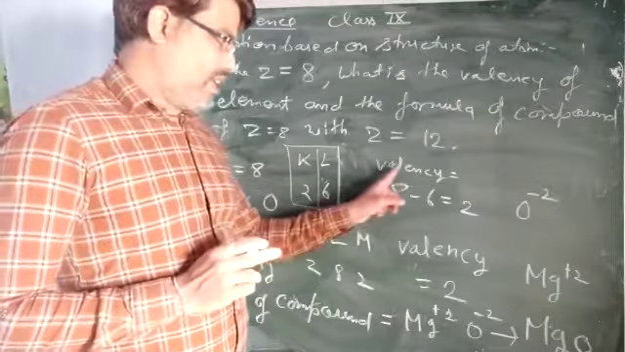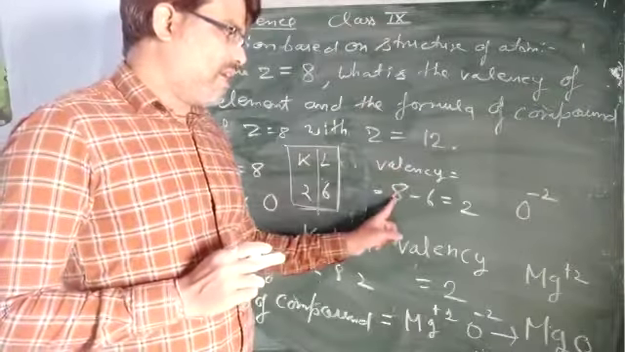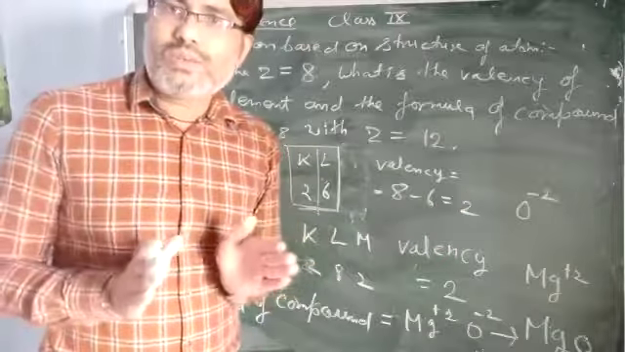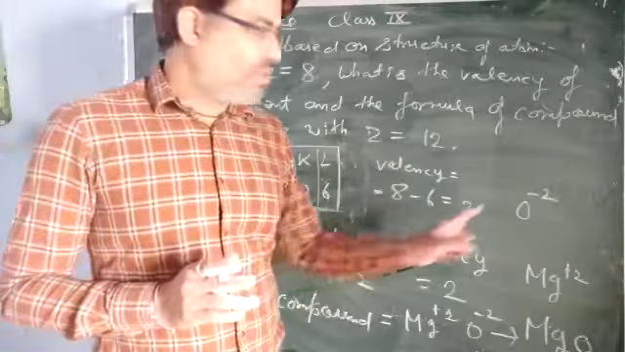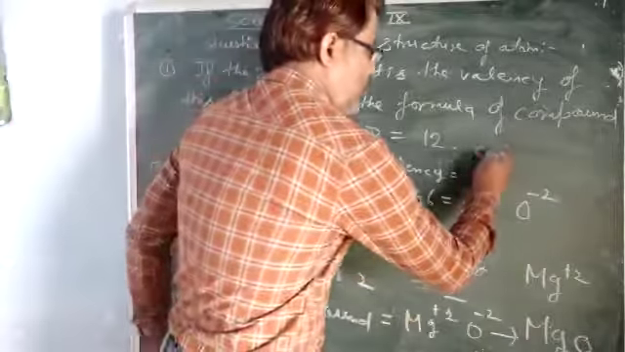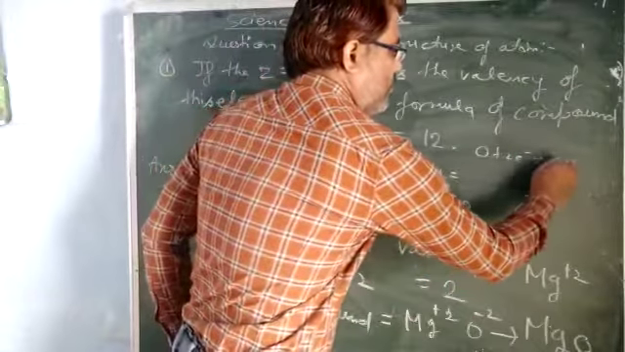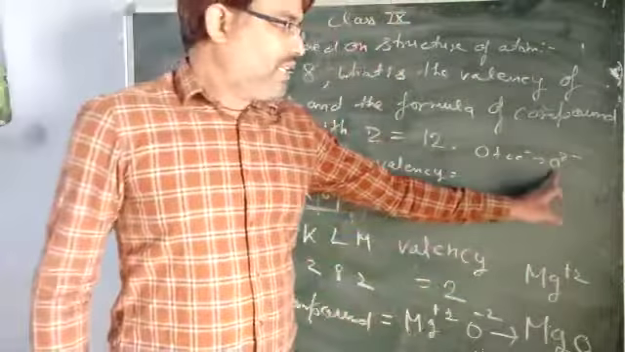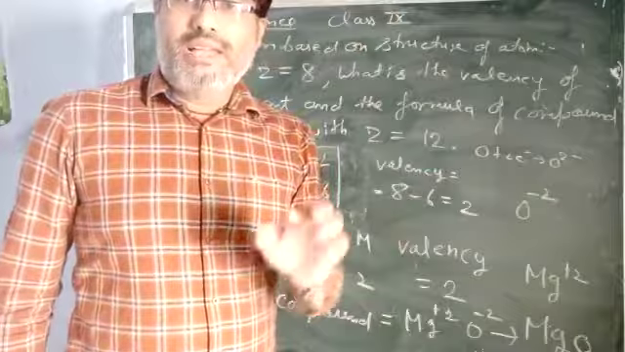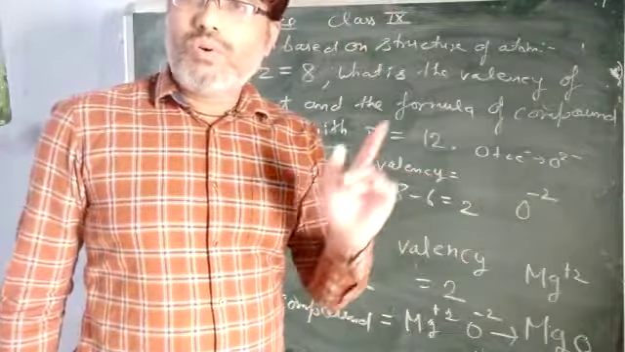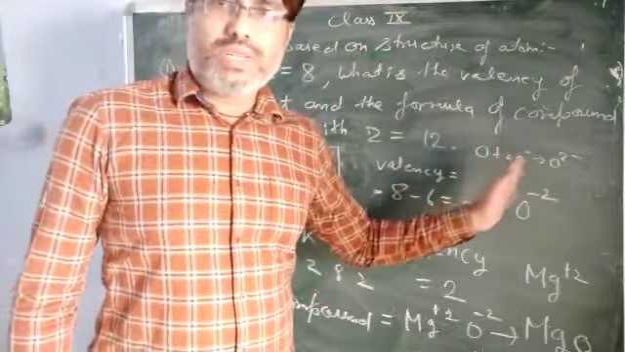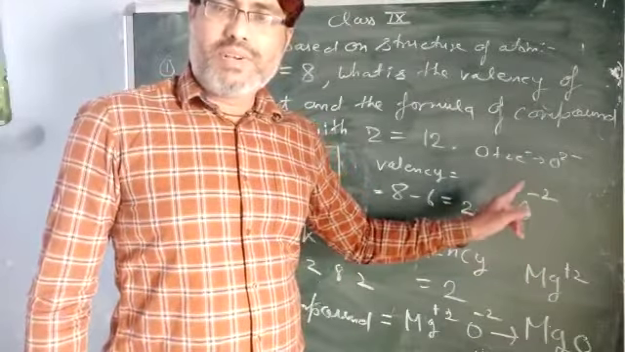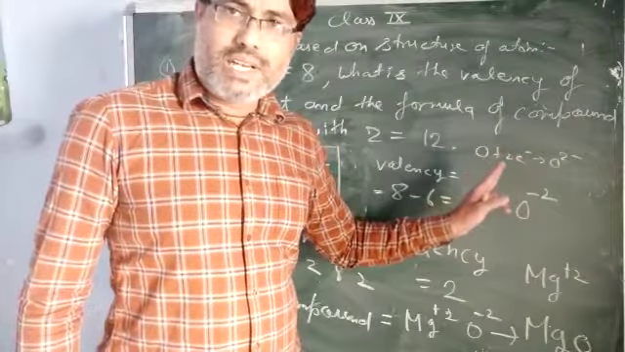So how can we find out the valency here? The valency for this oxygen atom is 8 minus 6, that is equal to 2. It means it requires 2 electrons. And when oxygen takes 2 electrons, the ion formed is O minus 2. You can say O plus 2 electrons will form O minus 2. So the valency is 2 and the ion formed by oxygen is O 2 minus, or O minus 2 you can say. That was about the element having atomic number Z is equal to 8.